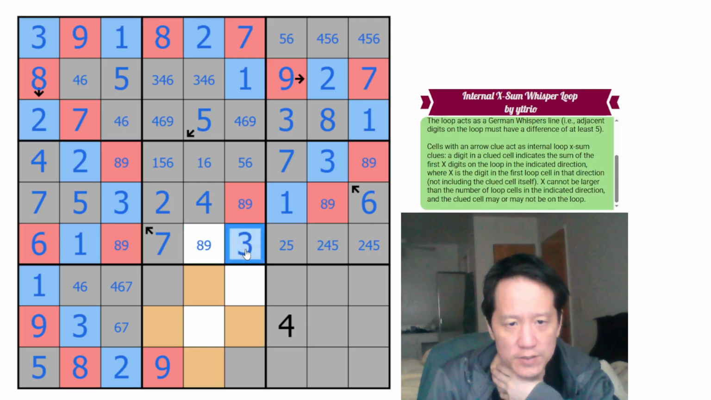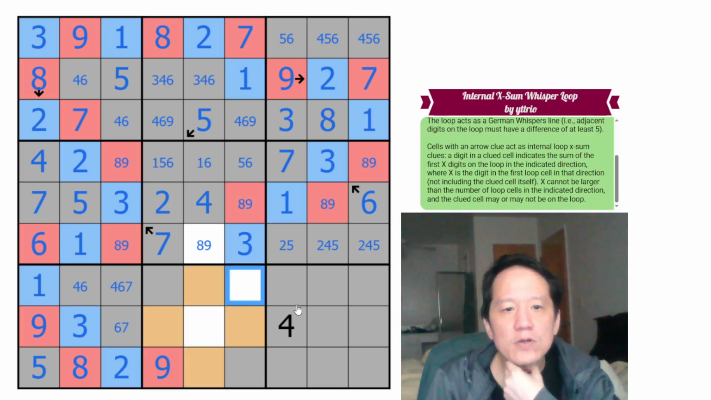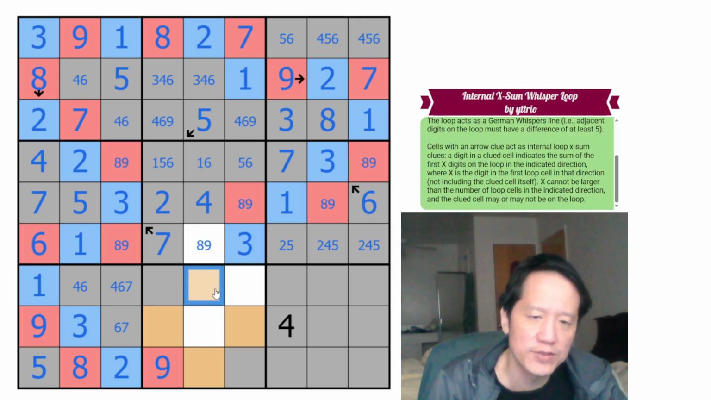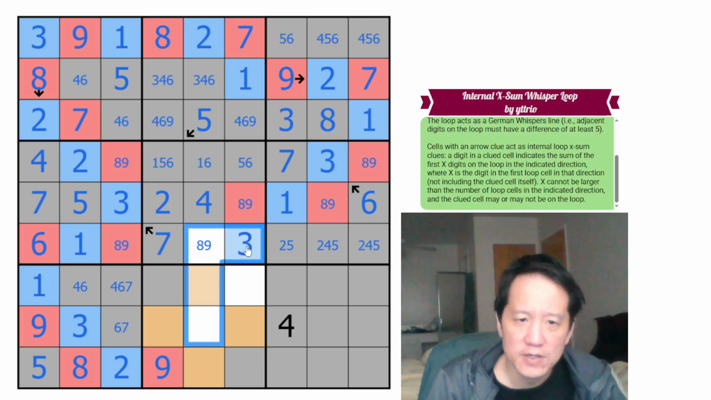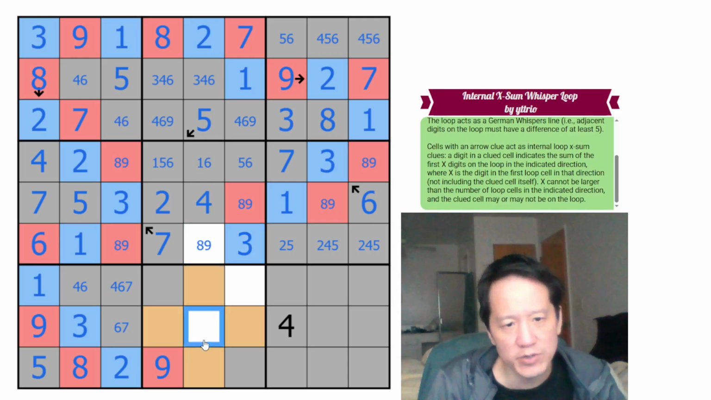This could be on the loop, and this could be on the loop. If this is on the loop, it would have to be a 3. But it could not go this way, because then this would be 8, 3, and then 9. Which is not allowed, because we already have a 9 in the box. So this would have to go this way if that's the case. And it could be 3, 9, 3, 8. So that's possible.